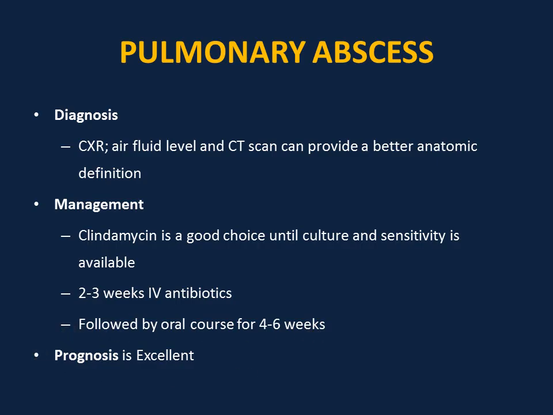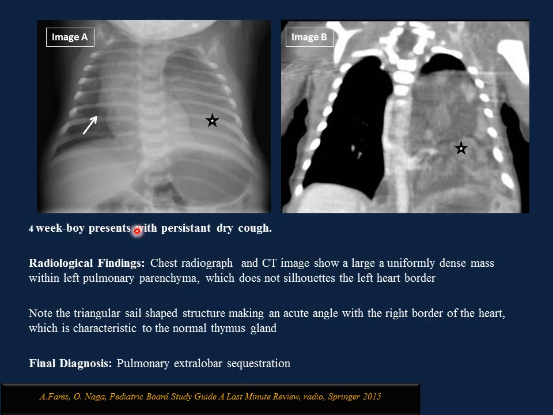The prognosis is excellent. This is an X-ray and CT scan of a 4 week old boy presenting with persistent dry cough. Here in the X-ray you will see a mass in the left lung that does not silhouette the left border of the heart. Here you will see the sail sign of the healthy thymus in this infant. In the CT scan, the dense uniform mass is apparent in the left side of the lung, and this is consistent with pulmonary extralobar sequestration.